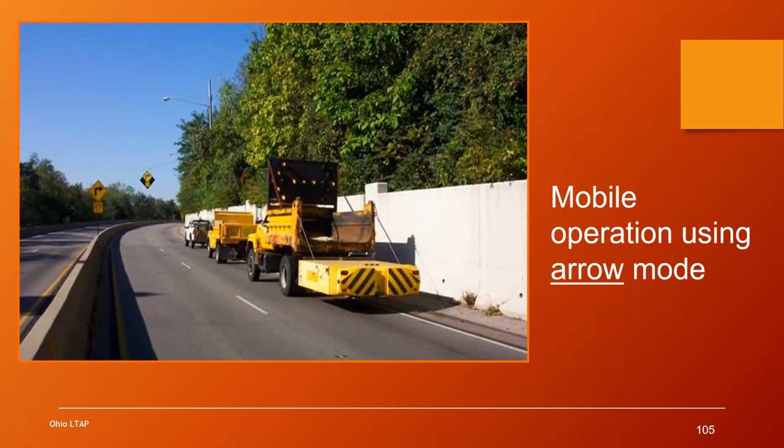So here's a picture showing a mobile operation on a multi-lane road. In this situation, you can use the arrow mode. So they have it in arrow mode so everybody can go around this vehicle on the left.